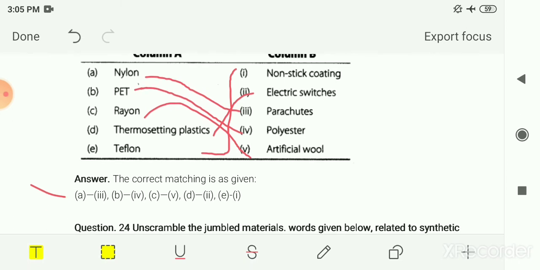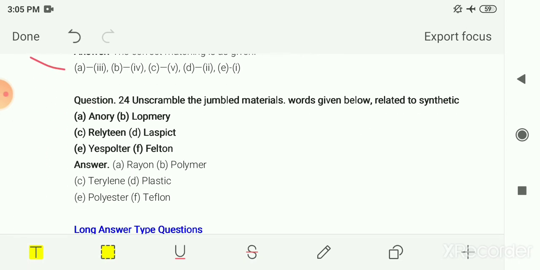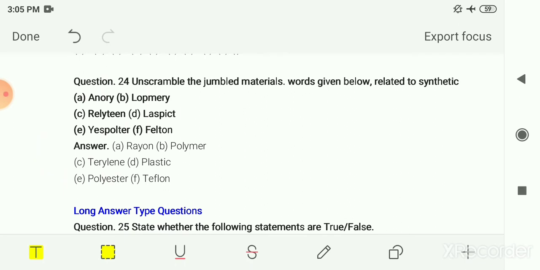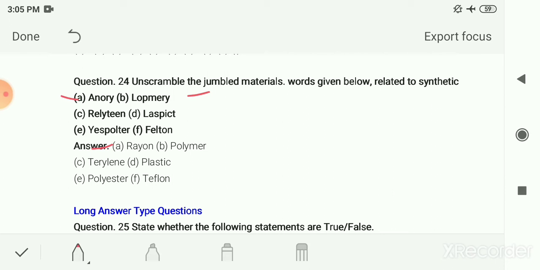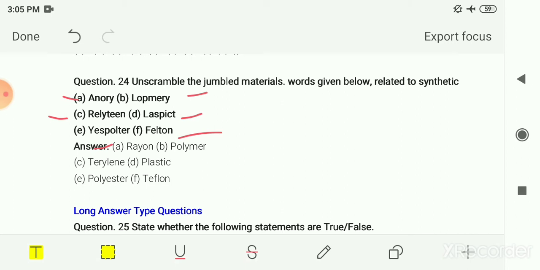Now next question is 24 number, unscramble the jumbled words given below, related to synthetic substances. The synthetic substance names are given to you. So first, A, it represents rayon. Here the answer is given to you. Next is polymer. Then the third one is terylene. Next is plastic. E number, that is polyester, and F is the Teflon. So these are the synthetic substances.